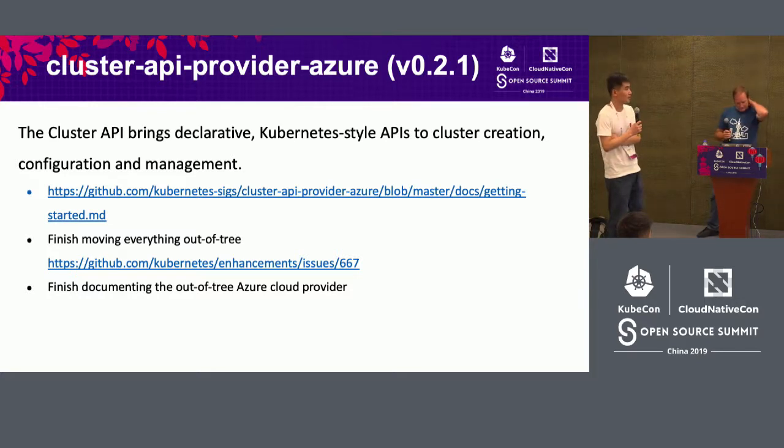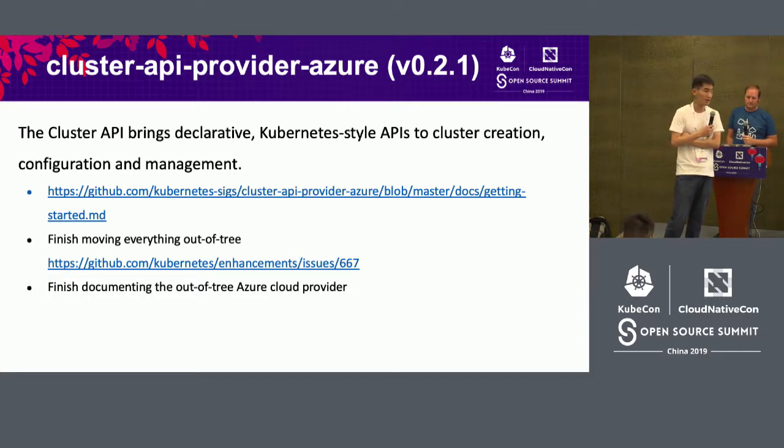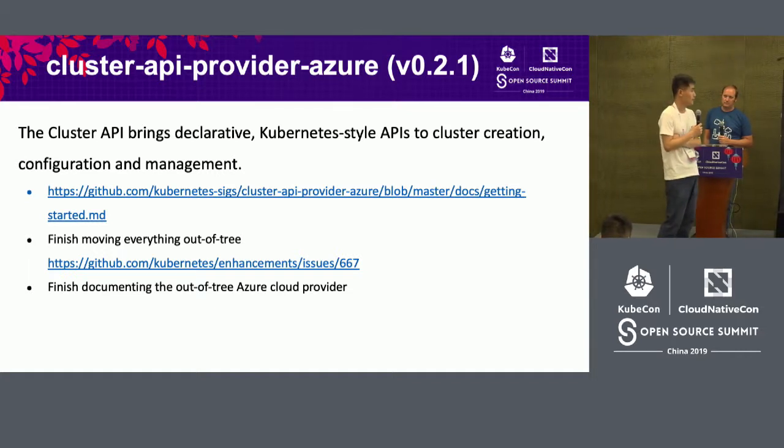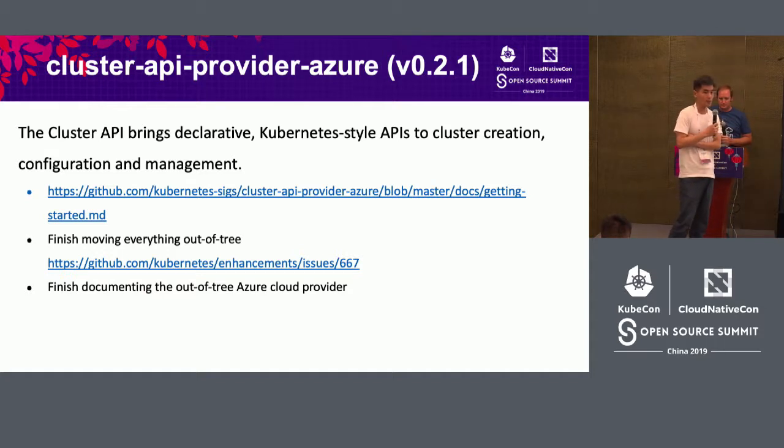So for cluster API provider Azure, it was actually set up only recently. We have a couple of interns from Microsoft and from Platform 9. They helped to set up the repo and make the initial work, making it work to introduce the cluster API into Azure. Today the cluster API provider Azure has been introduced in SIG cluster lifecycle. So it has become an official project in Kubernetes, and it also brings the cluster API related project to work in Azure. The repo is in the Kubernetes SIGs org.